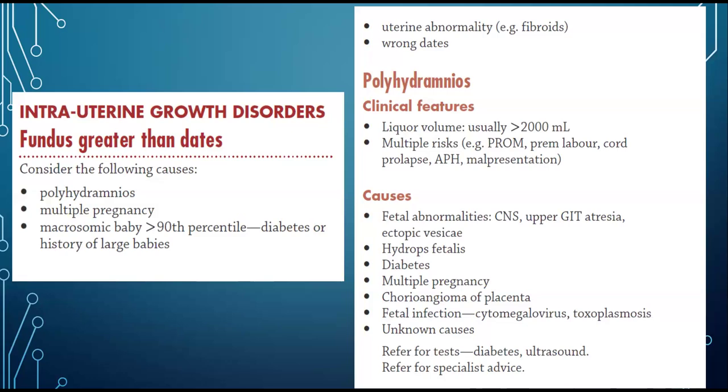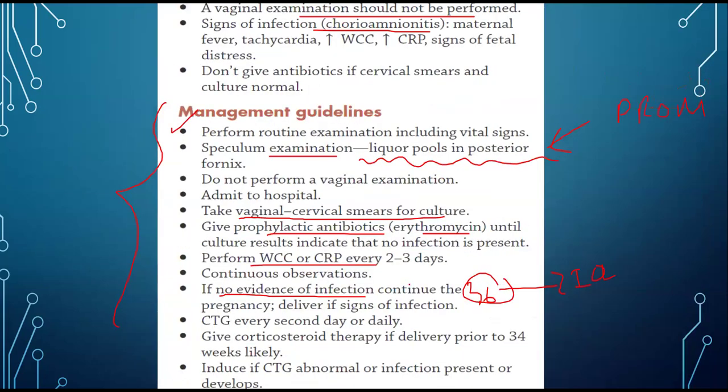So premature rupture of membrane, yes, it can cause intrauterine death. That's why you are checking the baby. If you have seen the JM, they have written you are going to check the baby very frequently. So continuous observation. If no evidence of infection, continue the pregnancy. CTG every second day or even daily. If the CTG gets abnormal, like there is any chance that the baby is getting a bit distressed, you would go for delivery. If everything is looking fine, then why would we go for a cesarean section or something like that? You are keeping a continuous eye. Okay.